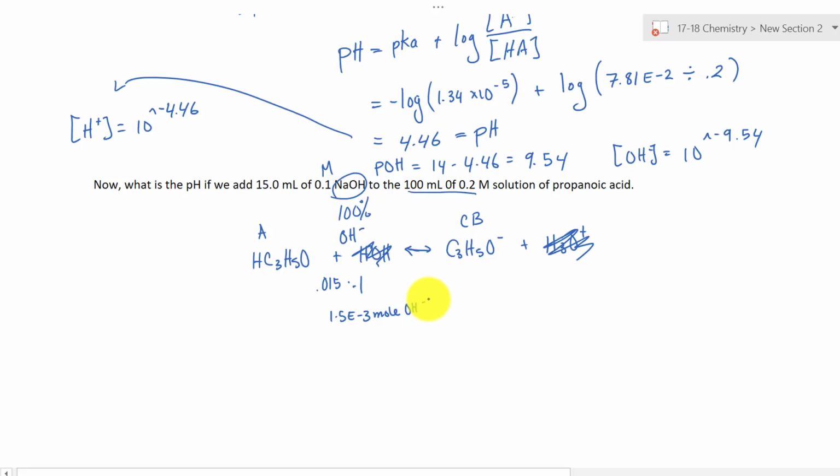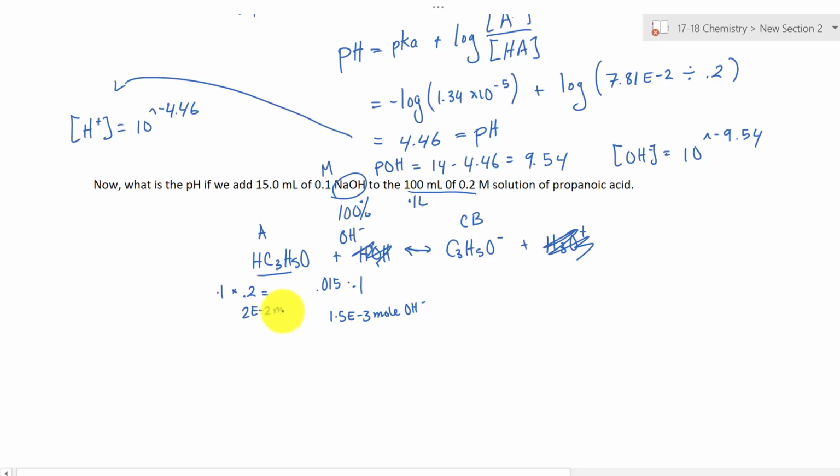Okay, and what about this right here? Well, we have our volume and the molarity. Of course, we can find moles from there. The same thing. We take our volume, convert to liters, which is 0.1 liter, times the molarity, which is 0.2, and that gives us the number of moles, which is 2e minus 2.